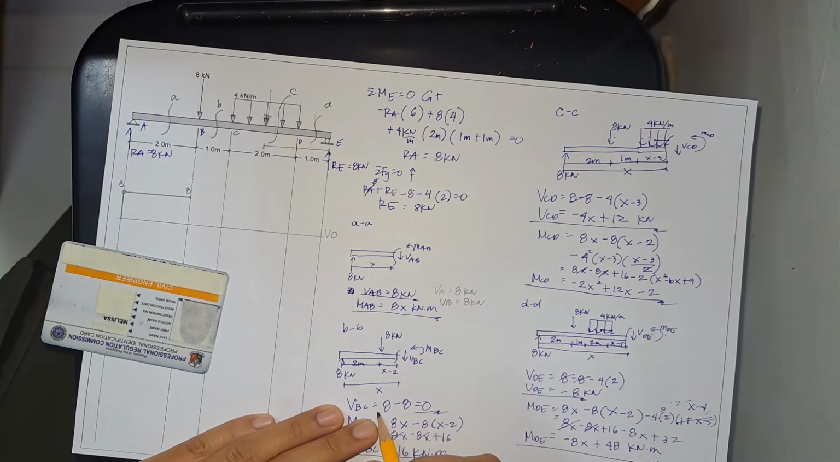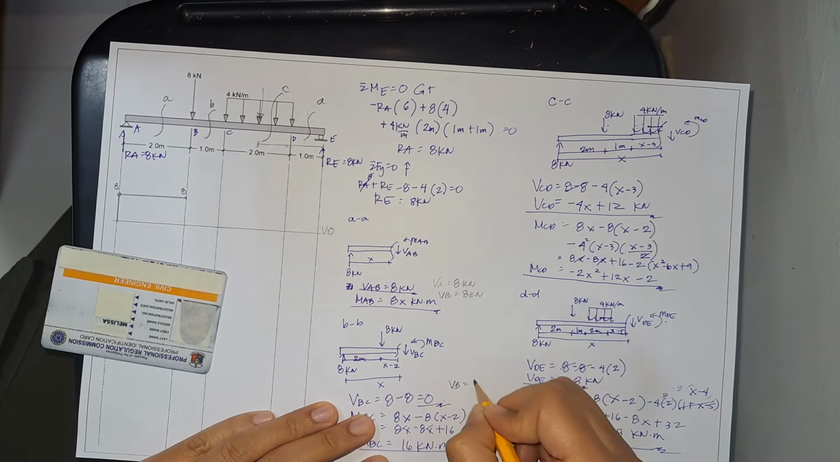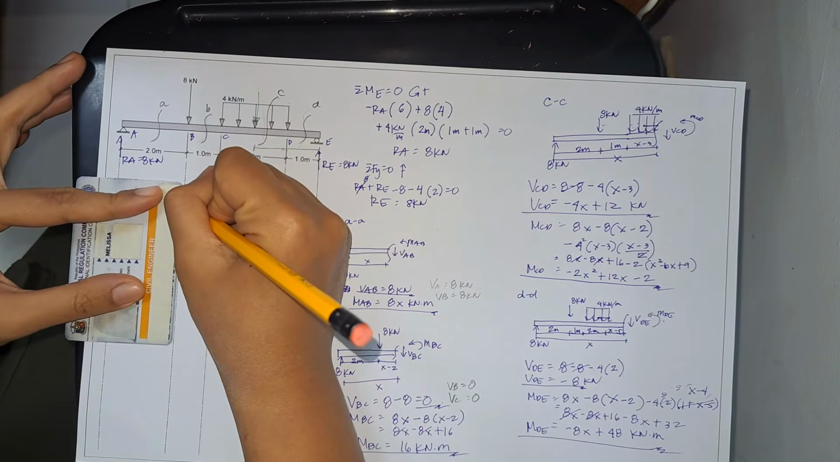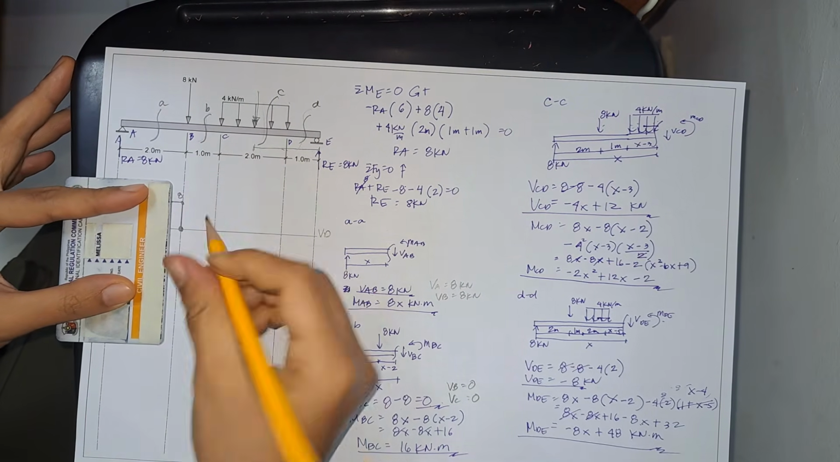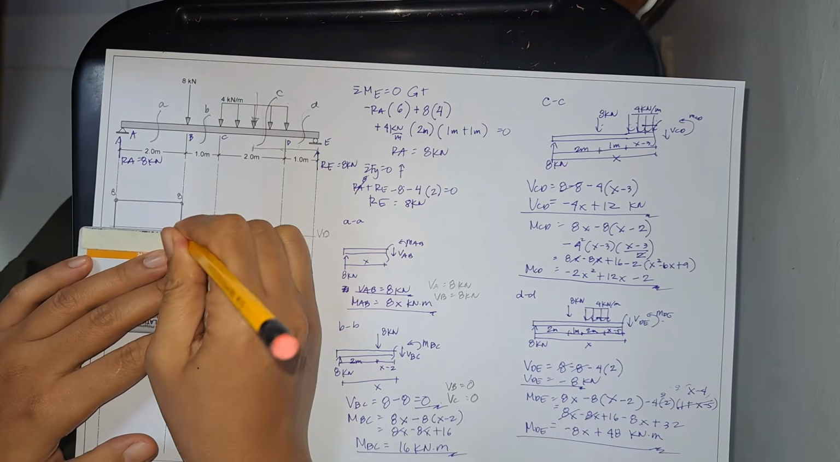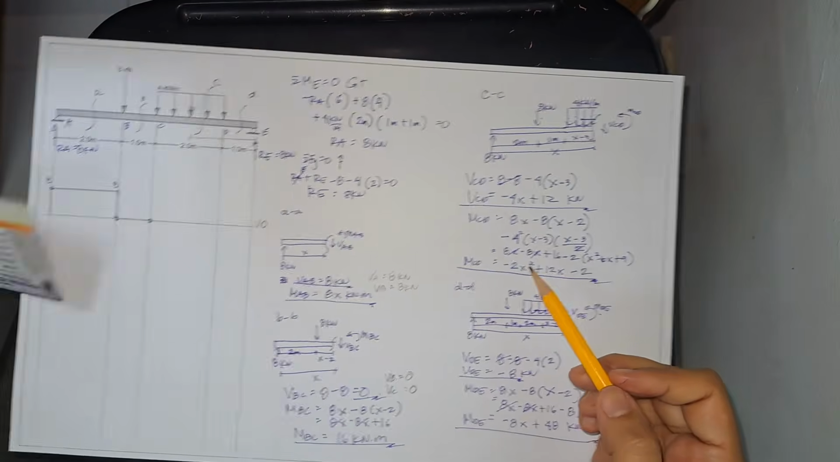Next, the shear at segment BC. At point B we have 0, and at point C it is also 0. So from 8 it goes to 0, and at point C, also 0. And then next, segment CD.